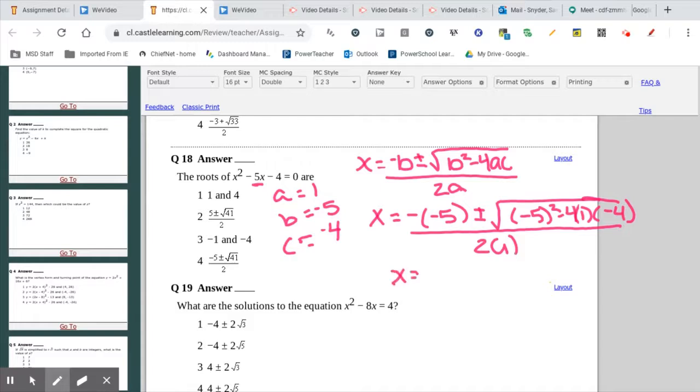We get x is equal to 5 plus or minus the square root of 25 plus 16. So that would be 41 all over 2. And we can see that that is our choice number 2.